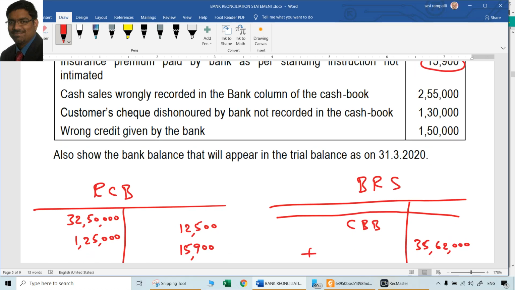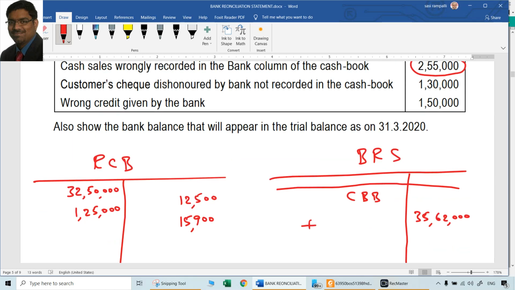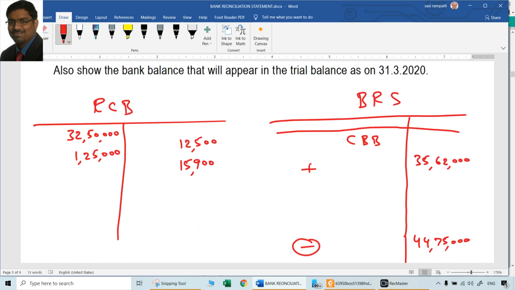Then cash sales wrongly recorded in the bank column of the cash book. Sales means they would have been debited to the cash book. They should have been debited in the cash column, but wrongly they were debited to the bank column. So a wrong debit in the bank column already happened. In order to rectify the debit, what do we have to do? Opposite, which is credit. 2,55,000.